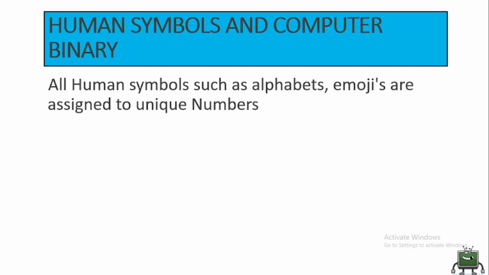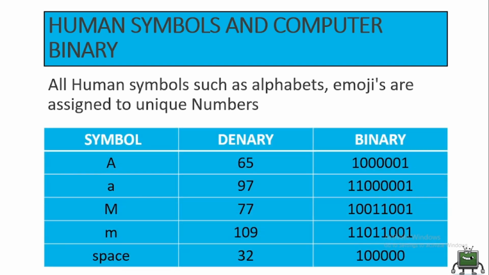Now all symbols such as alphabets, emojis, text, or the characters that we humans deal with, these characters are assigned unique numbers. The characters that we humans are comfortable with, all of them are picked, and each of these characters is assigned a unique number. So all human symbols are assigned unique numbers. Let's look at it.